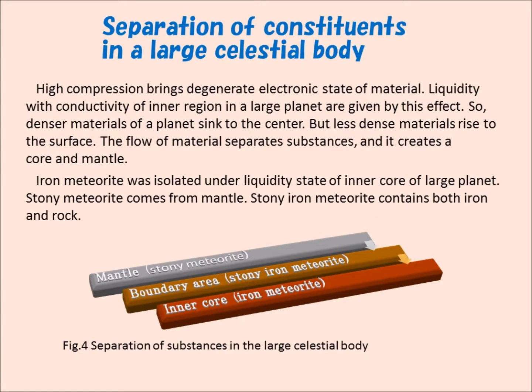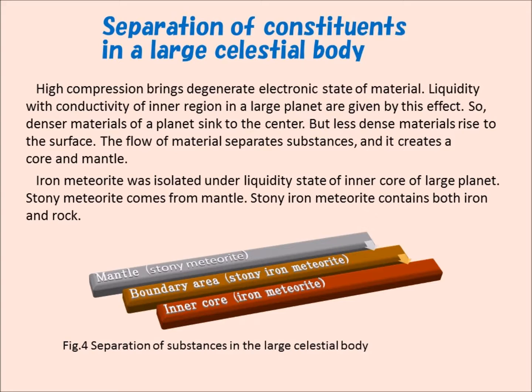Separation of constituents in a large celestial body. High compression brings the degenerate electronic state of material. Liquidity with conductivity of the inner region in a large planet is given by this effect. So, denser materials of a planet sink to the center, but less dense materials rise to the surface. The flow of material separates substances, and it creates a core and mantle.